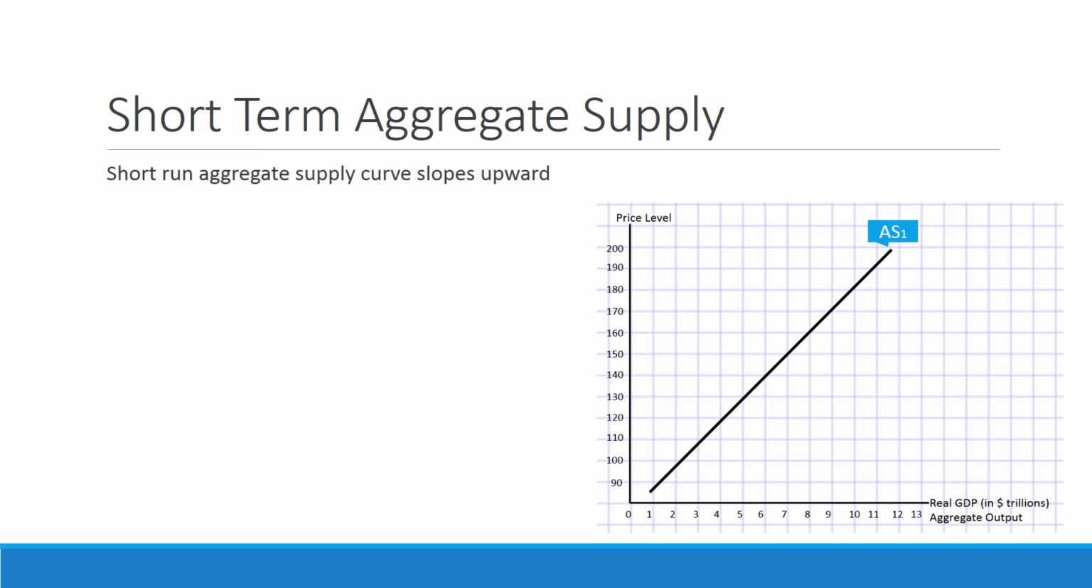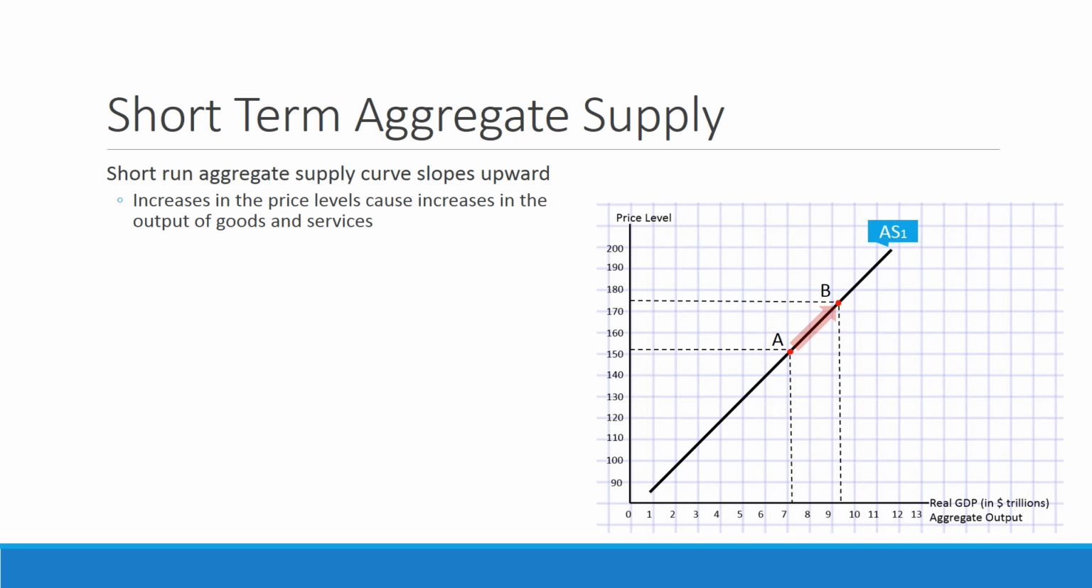Price levels increasing, real GDP, of course, increasing because of the incentive to create and earn more profit. So point A, of course, is the increase in price levels causing an increase in the output of goods and services. As we move along the line, we see both price level and real GDP increasing. From A to B, that's what we see. We're used to seeing that.